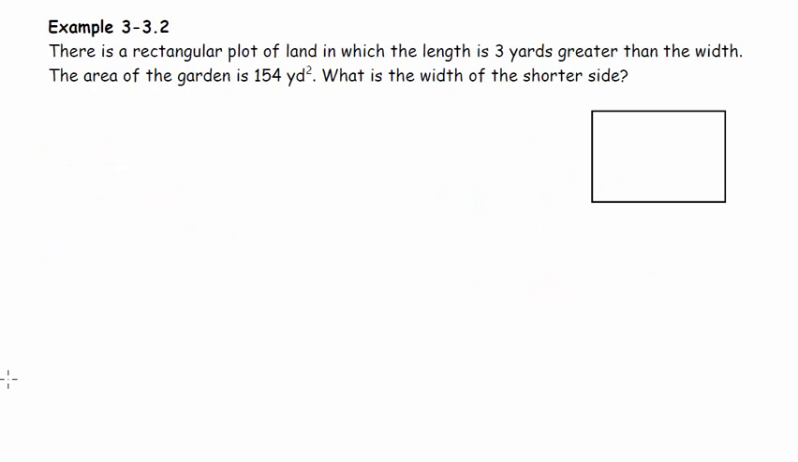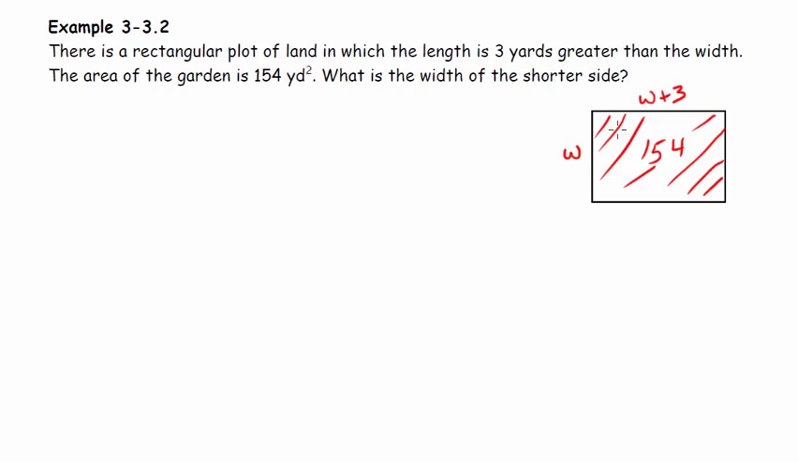Alright, so let's look here. We have a rectangular plot of land in which the length is 3 yards greater than the width. So let's call this one the width because it's shorter, and then this one is 3 more. We know that the area of this garden is 154 square yards. So inside here we have 154 square yards. We want to know what is the width of the shorter side.